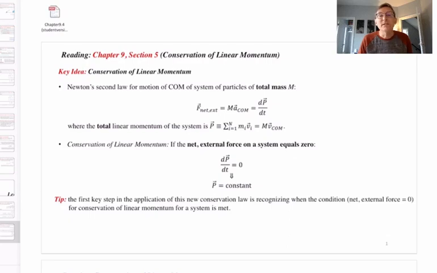Welcome back. This is another video lecture, lecture 9.4, and the topic of discussion is one of the most important ideas in all of physics. It's Chapter 9, Section 5, and it's our second conservation law. We're going to be talking about situations in which linear momentum is conserved. So, conservation of linear momentum.